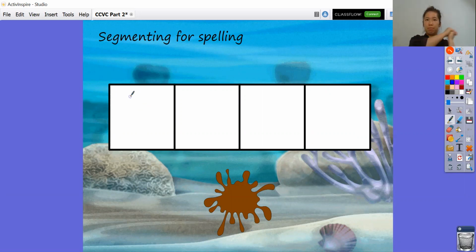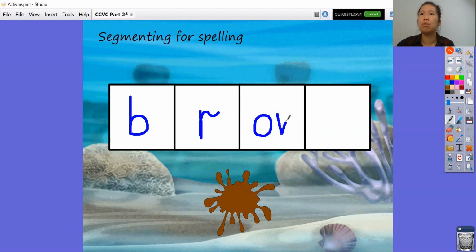So it's b. Remember to use your thumbs, if you're not sure, remember this way. So when you're looking at it, the b, e, d, bed. Okay, so I'm going to have a go at writing that, b, ow, br, ow, and then brown.